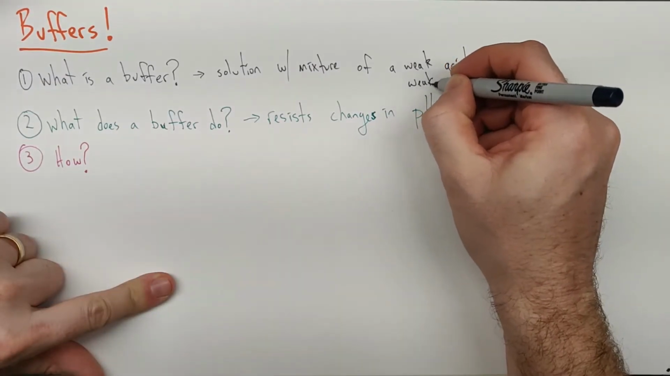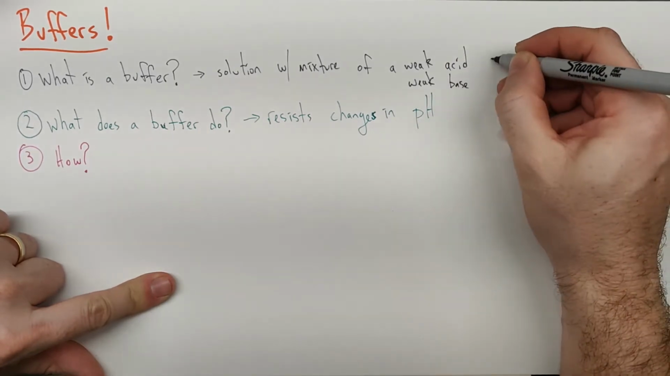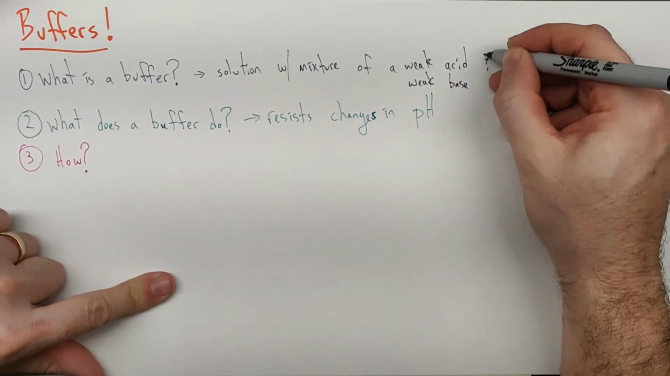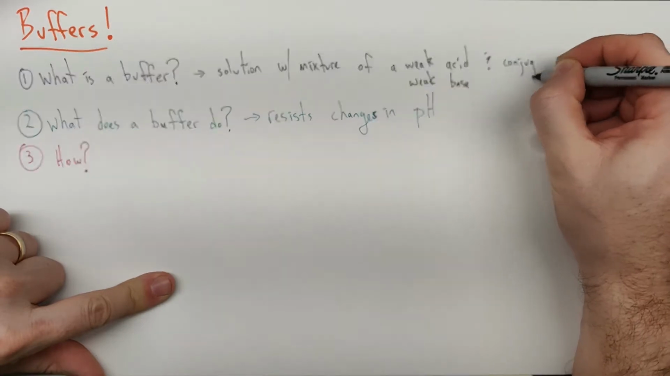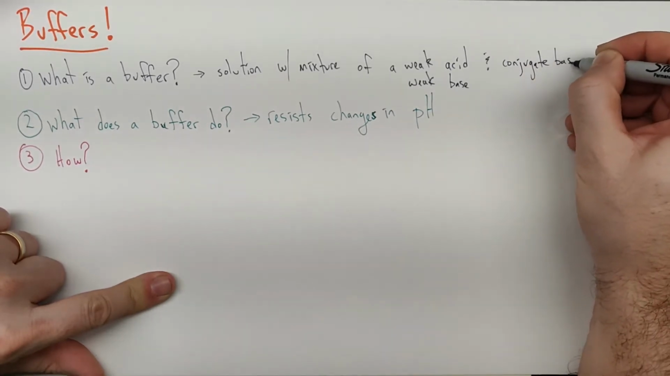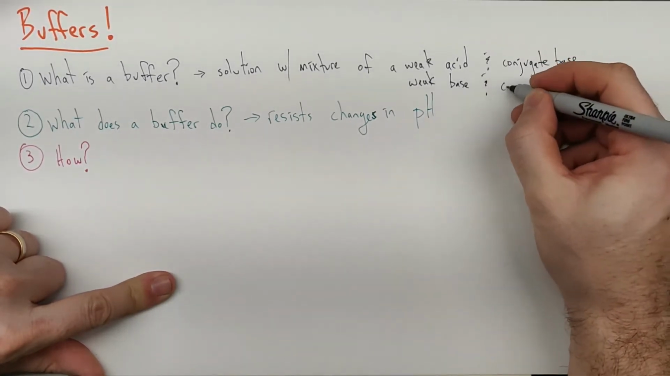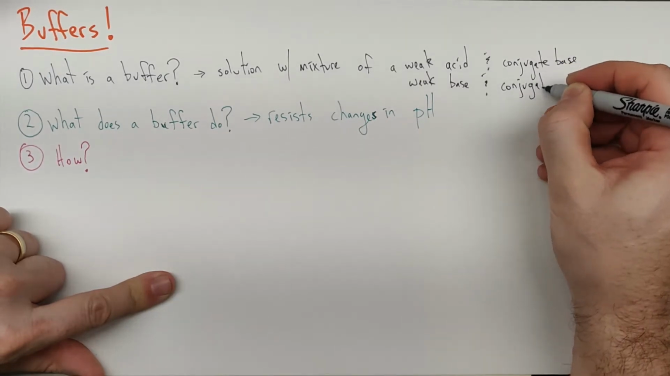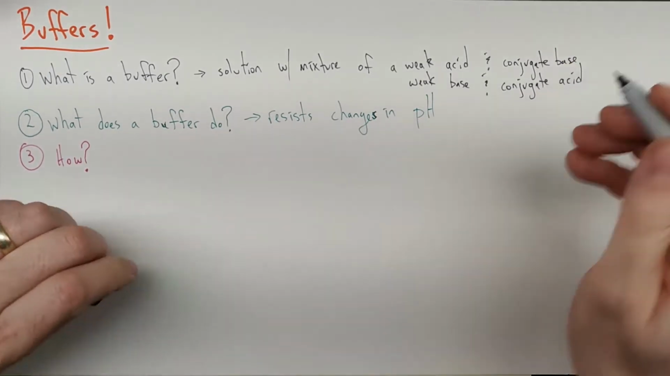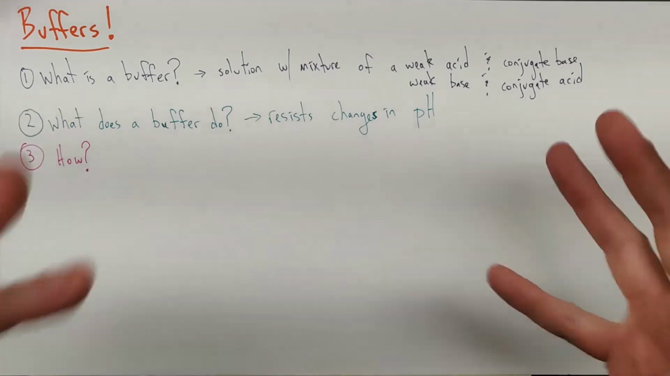Okay, I'm going to write weak acid, and I'll alternately put weak base and its conjugate. So we'll say and the conjugate base, or and the conjugate acid. All right, so that is the idea of what a buffer is.